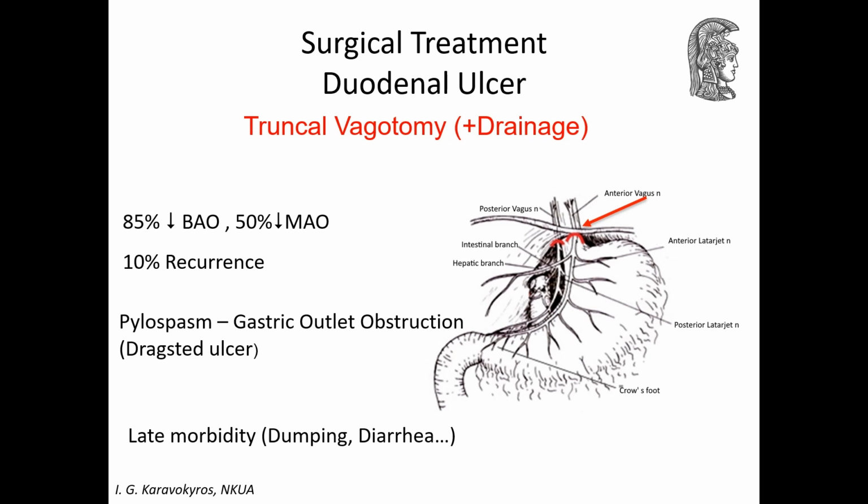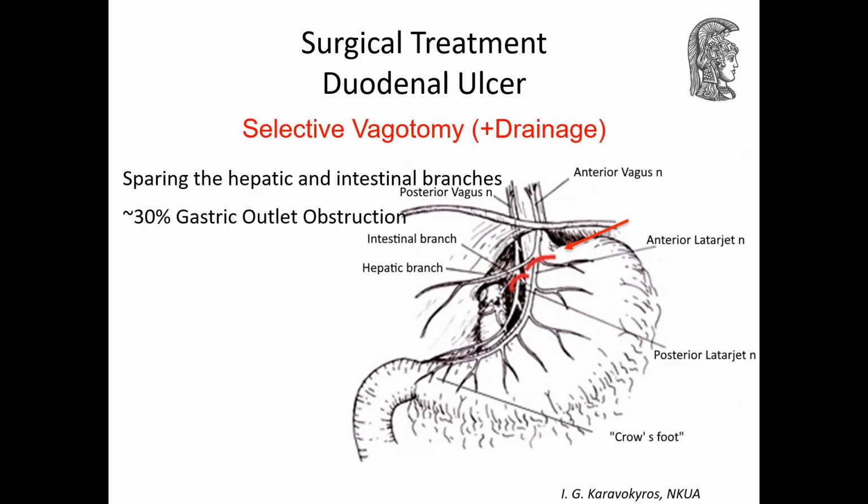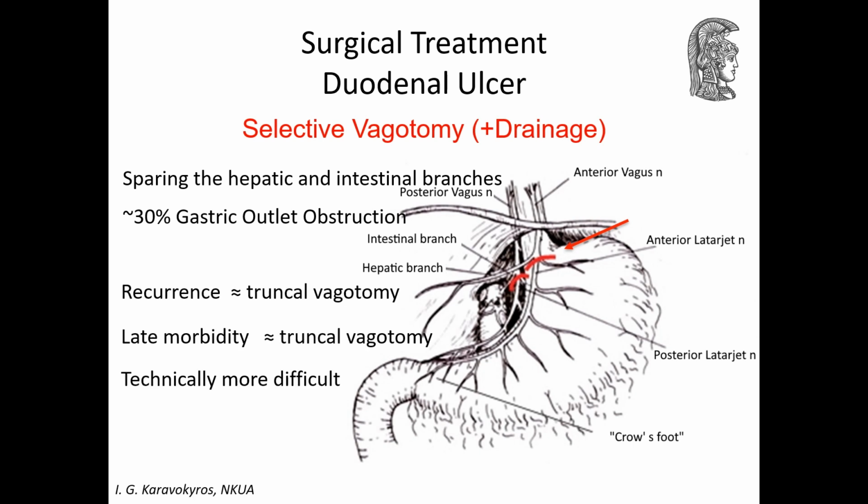For this reason, the technique of selective vagotomy was developed. In selective vagotomy, the gastric branches of the vagus are divided immediately distal to the origin of the hepatic and intestinal branches. This procedure denervates selectively the stomach but not the rest of the viscera. Again, a drainage procedure is needed because pyloric spasm still occurs in 30% of patients, and particularly those who lack the pyloric branch of the hepatic branch of the anterior vagus. The effectiveness of the procedure is almost equal to truncal vagotomy. Late morbidity is slightly improved while surgery is technically more difficult.